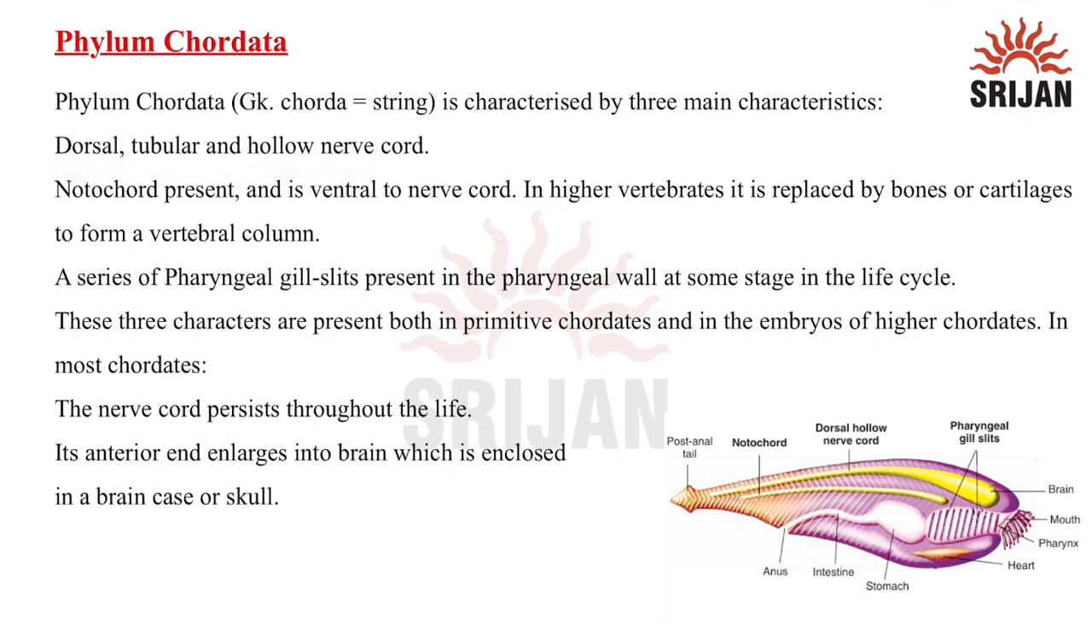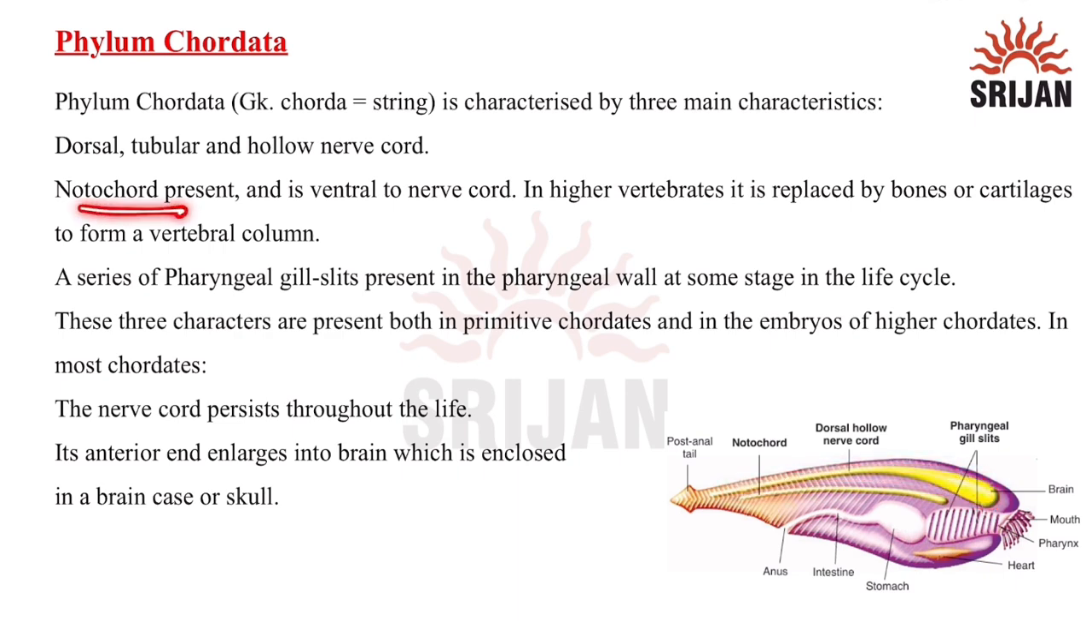Now, in the picture, you can see that dorsal basically means the surface which is away from the ground. So, this is the dorsal surface. Now, you can see that the hollow nerve cord is dorsal to the body. Okay, it is tubular and hollow.